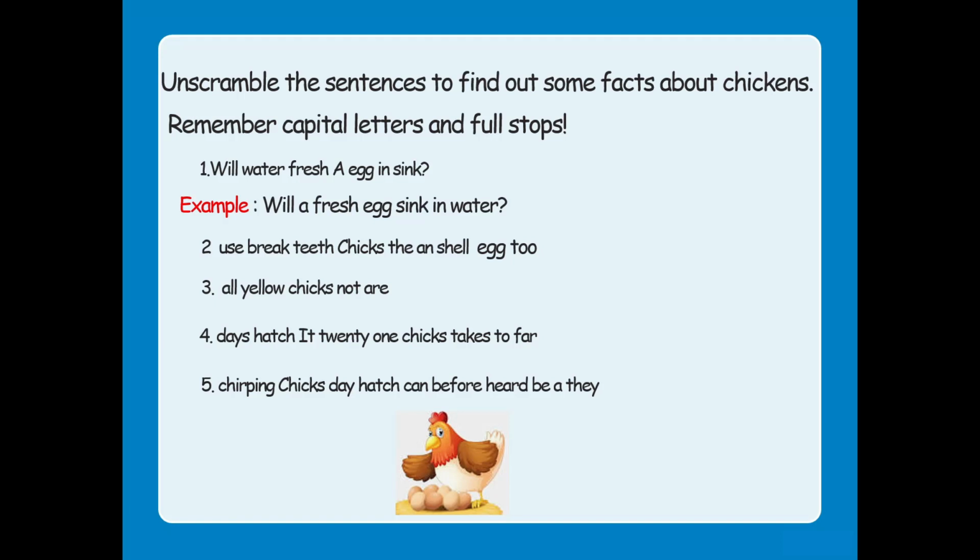The first one has been done for you. Will water fresh egg in sink? Does that sentence make sense? No, it doesn't. So if you unscramble the words and put them in the right order, the sentence will read, Will a fresh egg sink in water? And because it's a question, it ends in a question mark. And the W is a capital W because it's the beginning of a sentence. So do the same for the rest of the sentences.